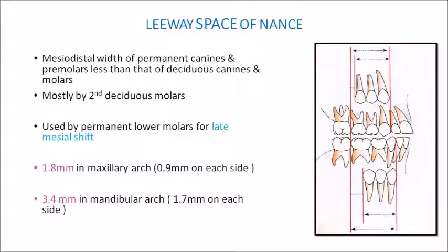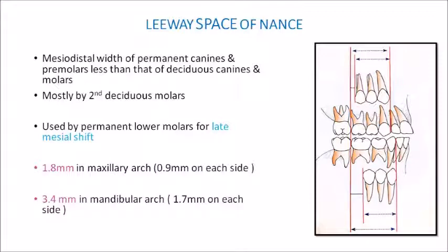So in the previous slide, we have seen that in the late mesial shift, the molars are mesially migrating by making use of the leeway space of Nance. So we will see what the leeway space of Nance is. When the deciduous molars are getting replaced by the permanent premolars, there is a size difference between the permanent premolars and canines and the deciduous molars and canines. So the mesiodistal width of the primary dentition will be greater than the permanent premolars. This size difference is what contributes to the leeway space of Nance. So this is used by the permanent lower molars for the late mesial shift.